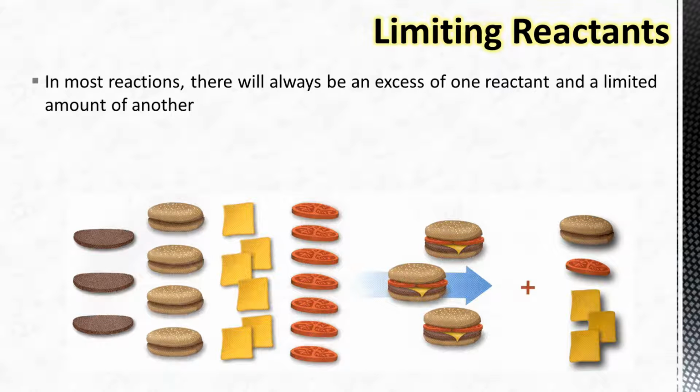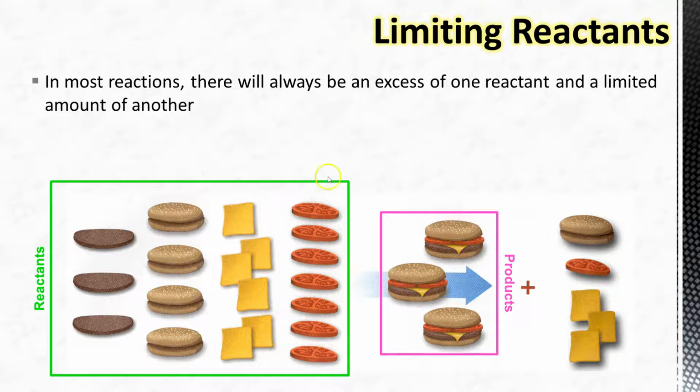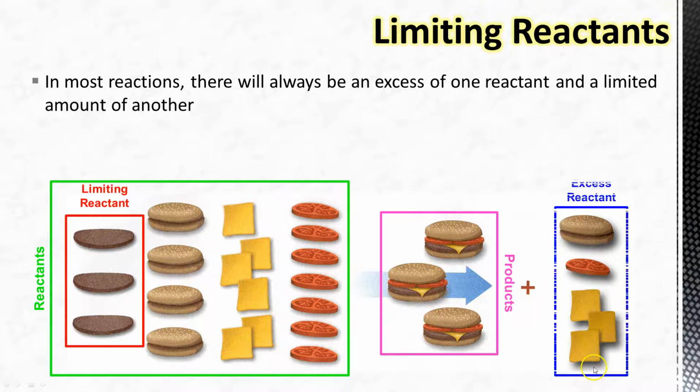So let's take a look at this example of trying to make cheeseburgers. These are going to be my reactants, what I start with, and these are going to be the products. These are going to be the things that I'm trying to make. That means that these right here are going to be my excess reactant. The thing that I ran out of first was the hamburger patties. I had extra cheese, I had extra tomato, and I had extra buns. My limiting reactant was the hamburger patty itself.